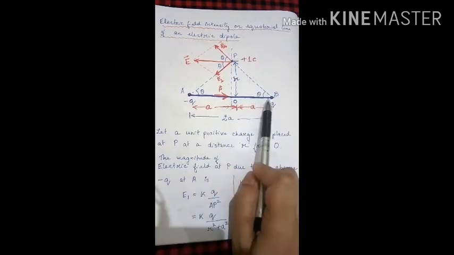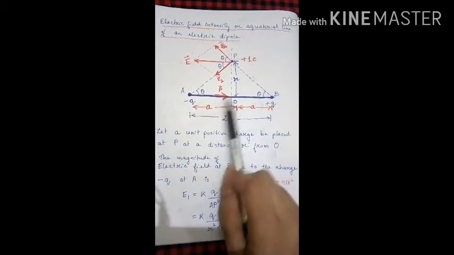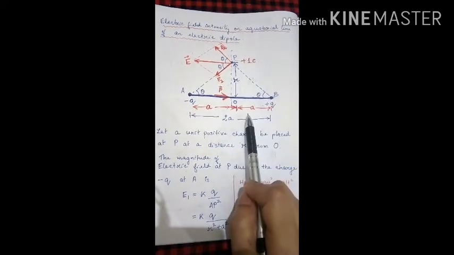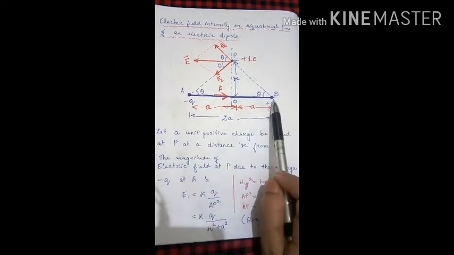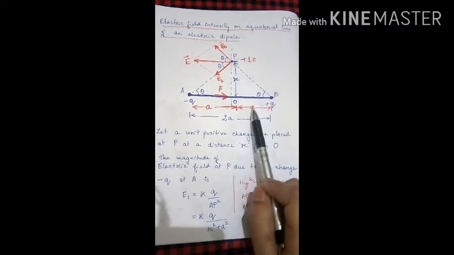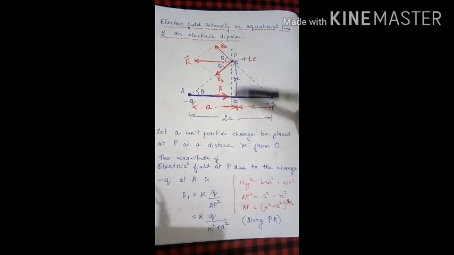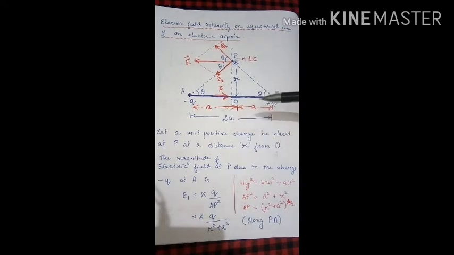Here we have taken the distance from the midpoint to each charge as a. As a result, the total distance from the minus q to the plus q charge is 2a. Now if we draw a line passing through the midpoint which is perpendicular to the dipole, then this line is the equatorial line of the dipole. In this lecture we discuss the electric field intensity at any point on this line.